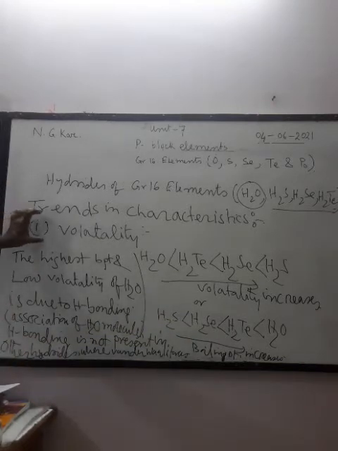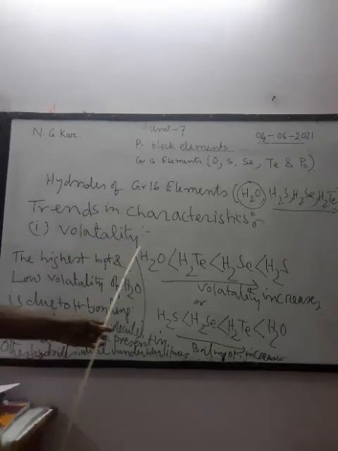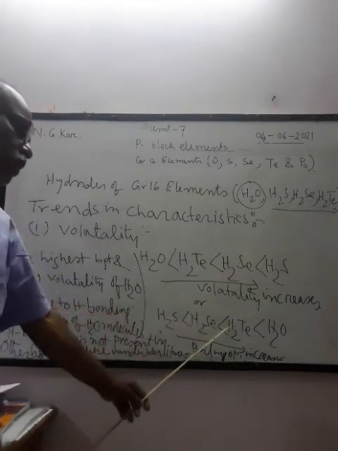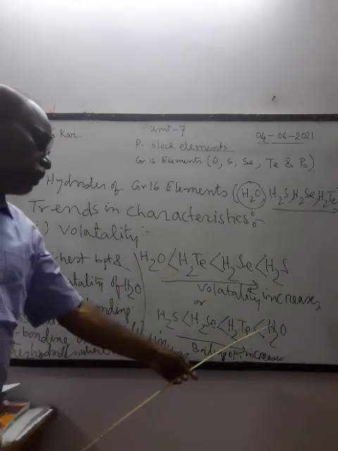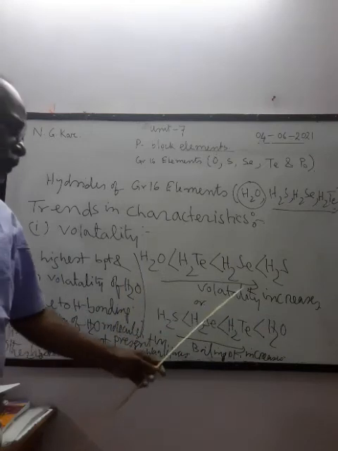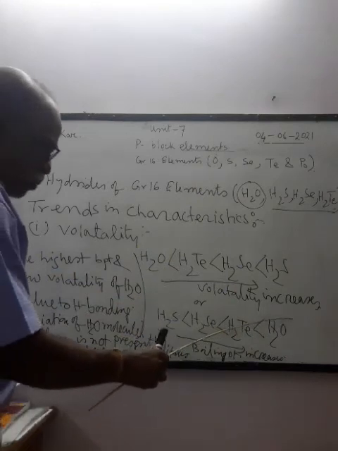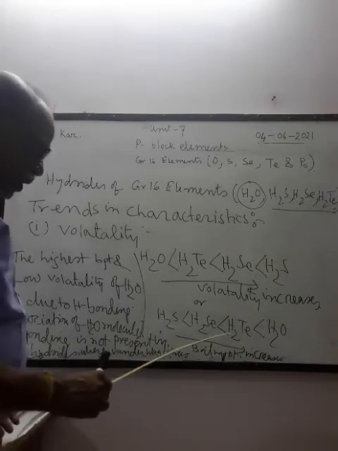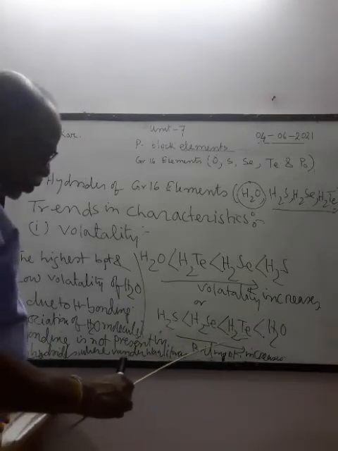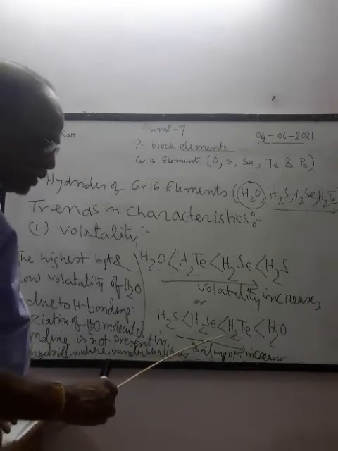So first we consider trends in characteristics of hydrides of group 16 in respect of volatility. This is the order of volatility, and the reverse order is the boiling point. Highest boiling means low volatility, least boiling means high volatility. Water has high boiling point because of association due to hydrogen bonding. Here hydrogen bonding is absent, so the intermolecular force is van der Waals force, which depends on size and mass.